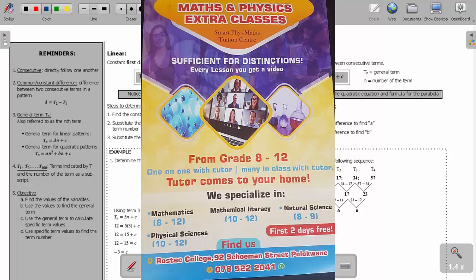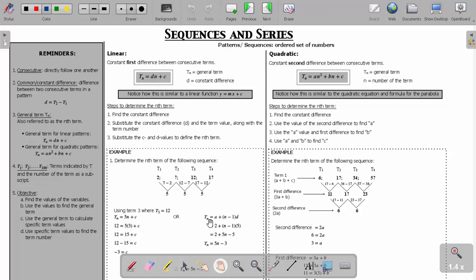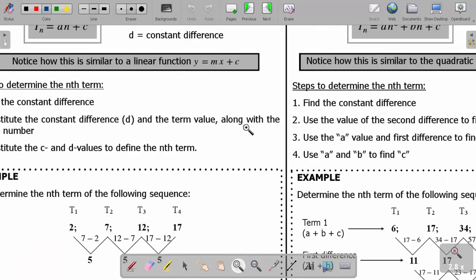Today I want us to look at sequences and series. It is the best topic in grade 12 because everything is just easy. Now in this topic of sequence and series, we have got linear and then quadratic, okay? But we have got some reminders from grade 11 which I want us to look at before we proceed, okay?